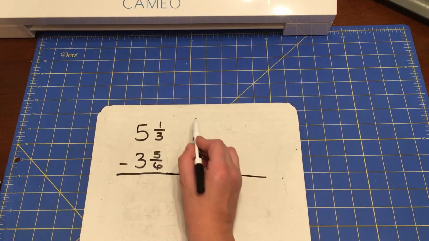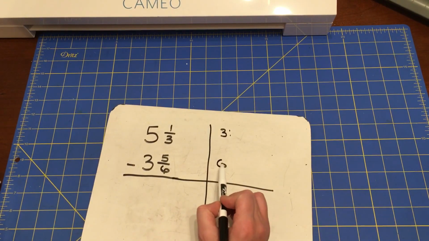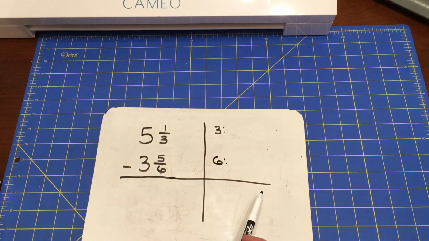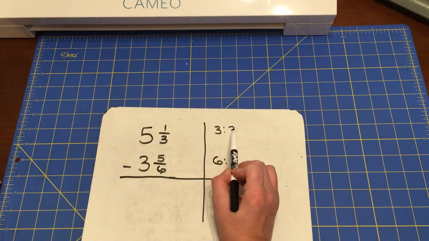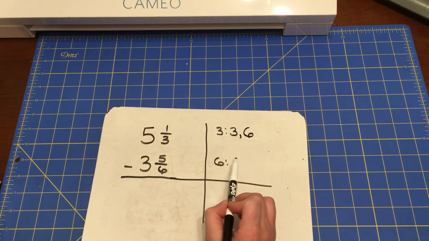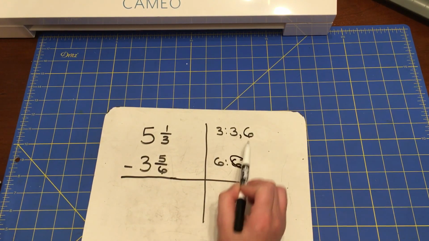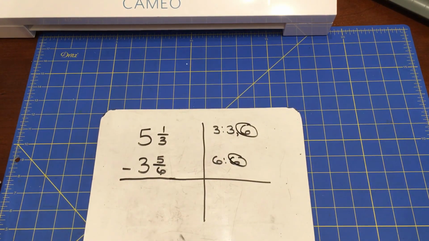And to do that, again, I'm going to take the denominators of my two fractions and write out their multiples until I find the smallest number they both have in common. So 3 times 1 is 3, 3 times 2 is 6, and then I know 6 times 1 is 6. So I know that my new denominator for my fractions when I convert them is going to be 6.